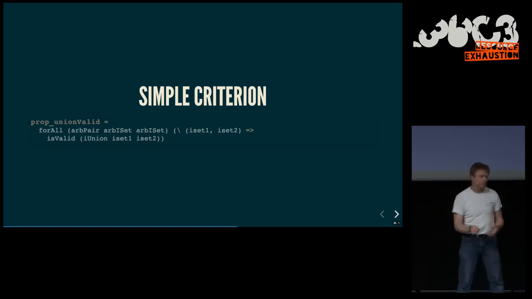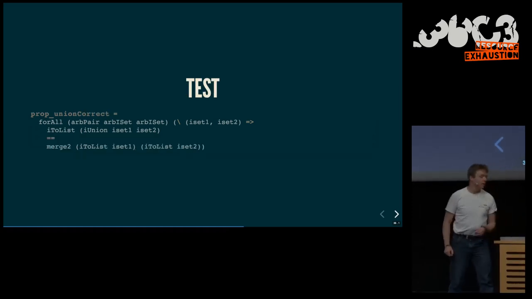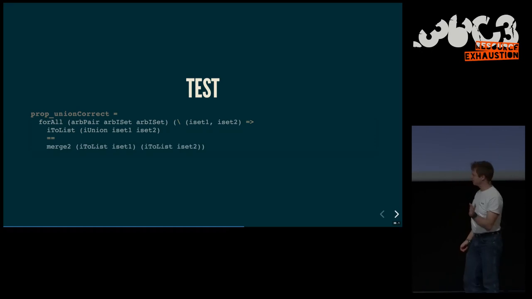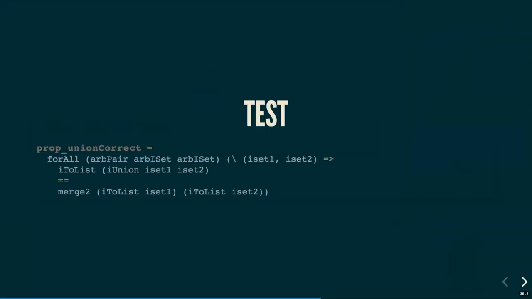Okay, makes sense? So here's another property. I already told you that there is this function I to list, which just gives us a list of elements of an interval set. We can use that representation, which is also a representation for sets, as a model. For all pairs of arbitrary interval sets, we take the union, I union I set 1 and I set 2, and we convert that to a list. What we could also do is instead convert each individual set to a list and then just merge those two lists, and that should yield the same result.